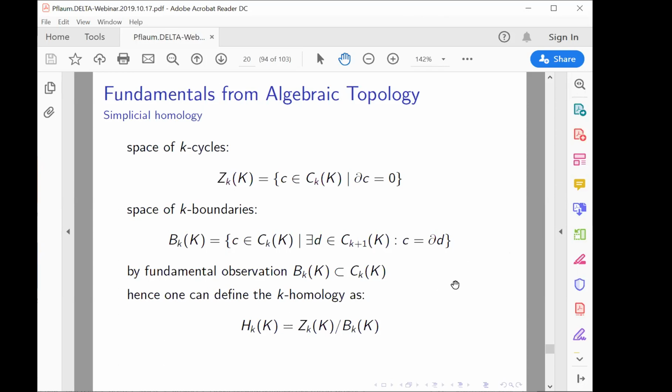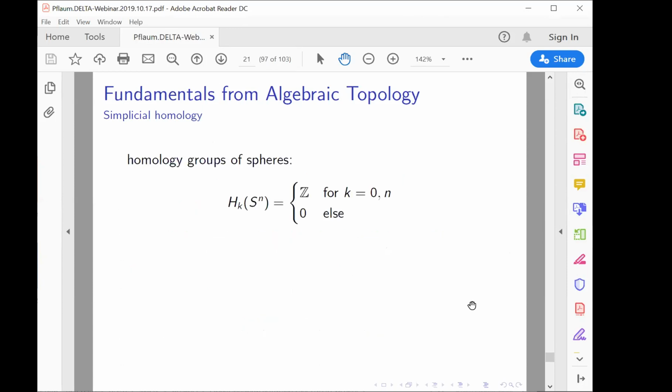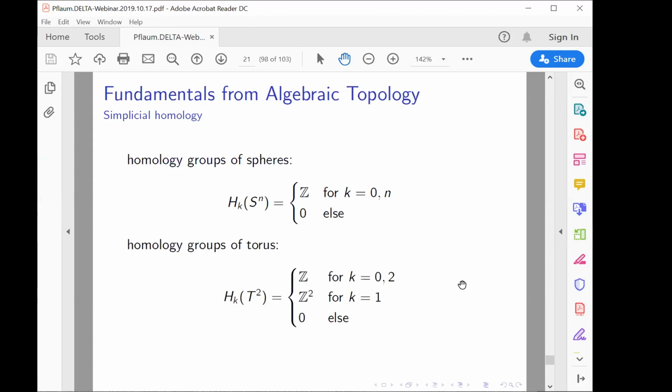It's all that is wrong in dimensions larger than 3, I think. So that's no point, unfortunately. Okay, let's just go for some examples. So homology groups of spheres. The homology of the sphere is Z in degree k is 0, or k is the dimension of the sphere, and otherwise it's 0.